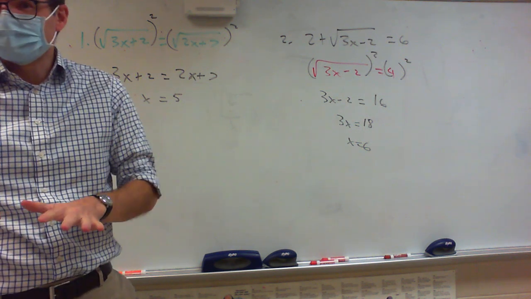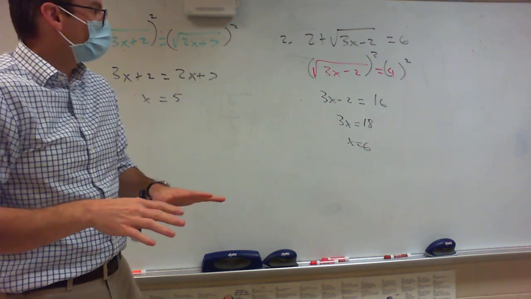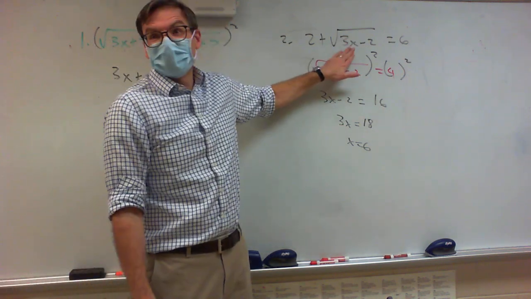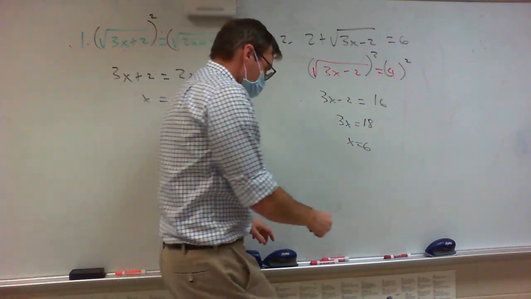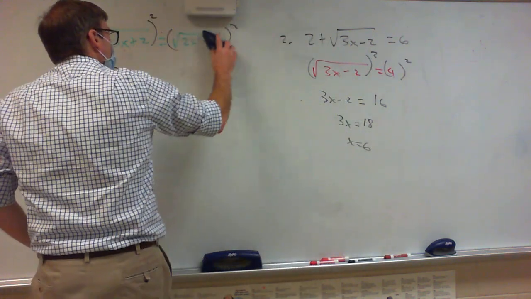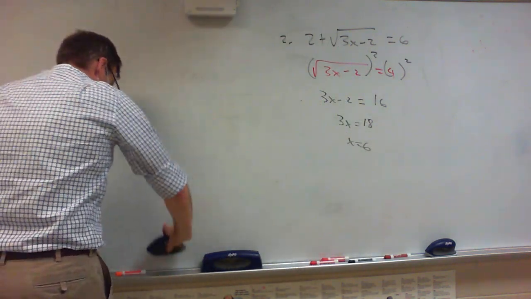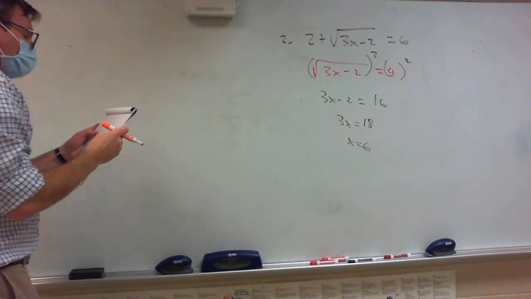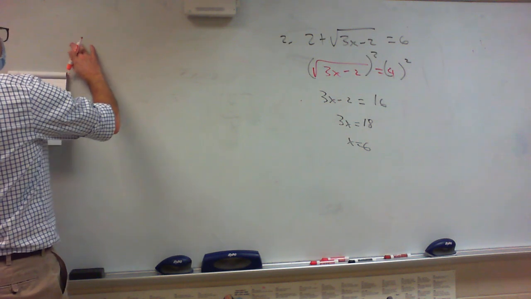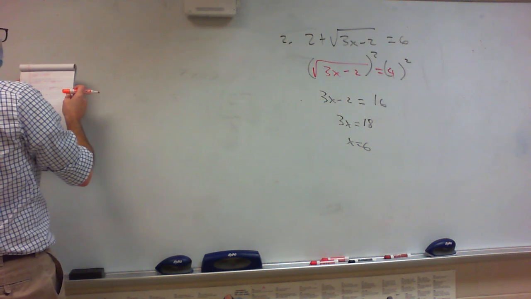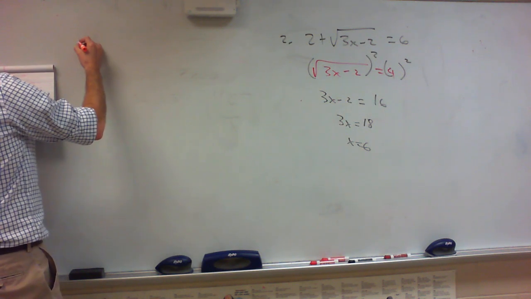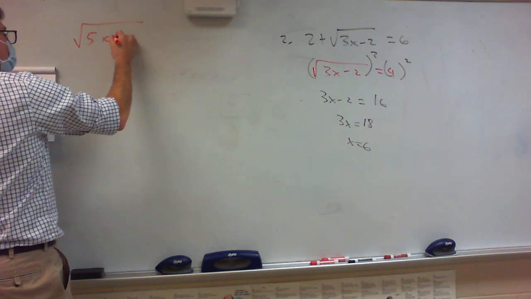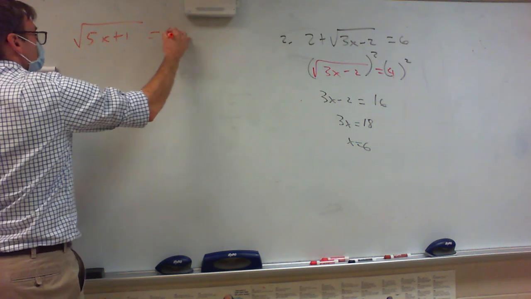Everybody understand the logic in that? And actually, in general, the logic is whenever you've got radicals, get the radical by itself, then square both sides. So, your turn. If I give you the square root of 5x plus 1, minus 6 is equal to 0.